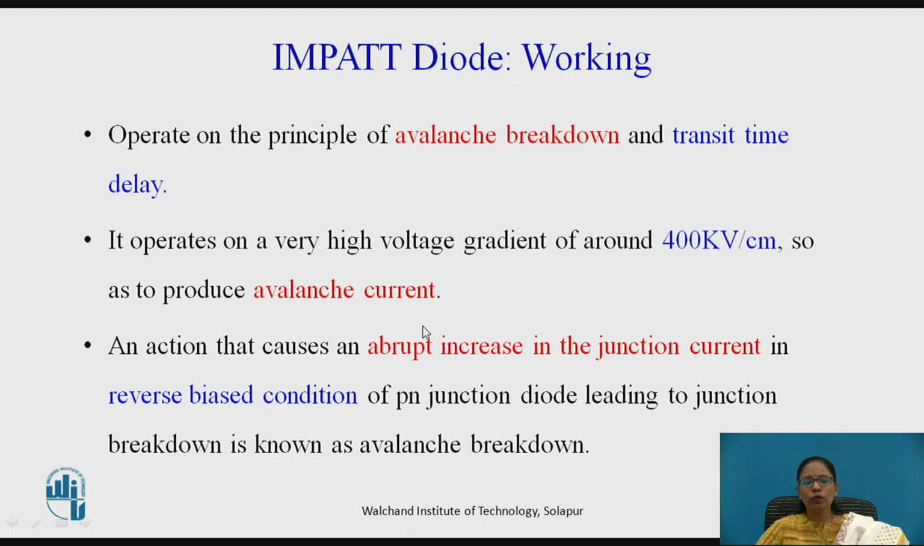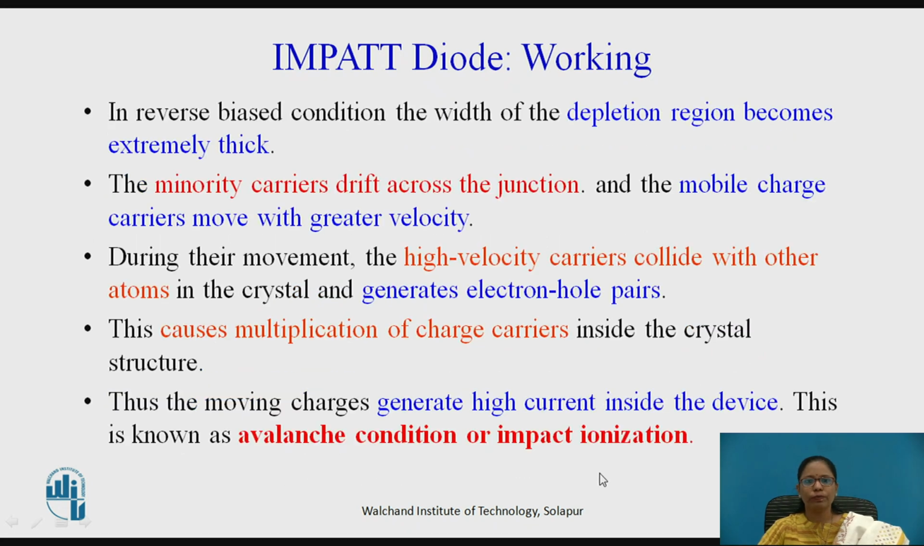Our normal diodes break down in the avalanche region, but IMPATT diodes are formed in such a way, by adjusting the doping concentration, that it will not break down, rather it will produce avalanche current. An action that causes the abrupt increase in the junction current in the reverse bias condition of the PN junction diode, leading to junction breakdown, is called avalanche breakdown.